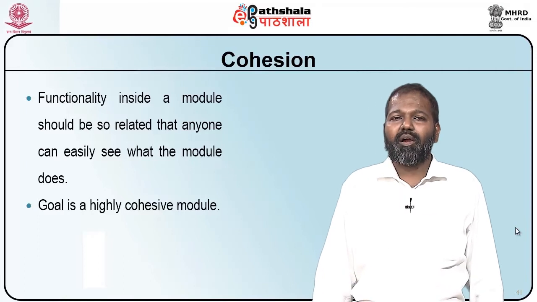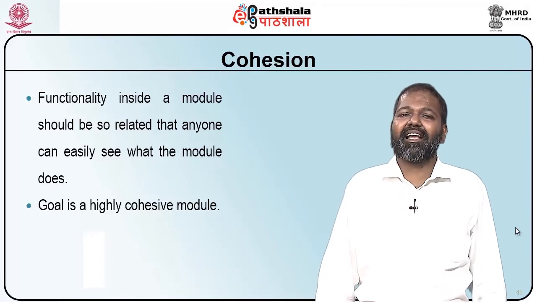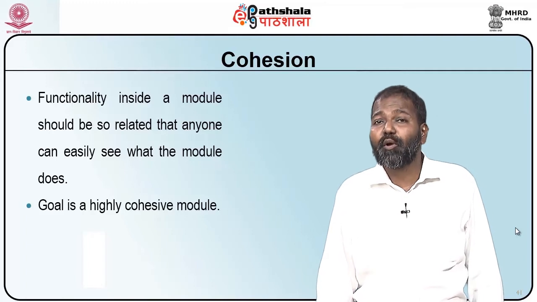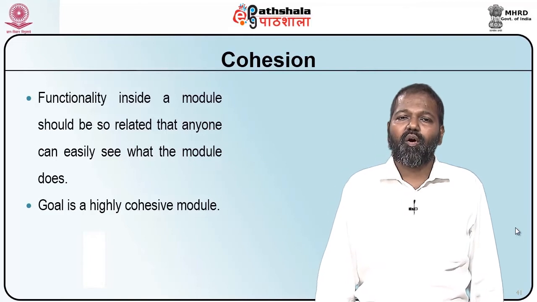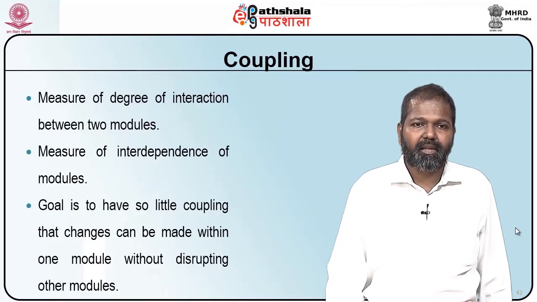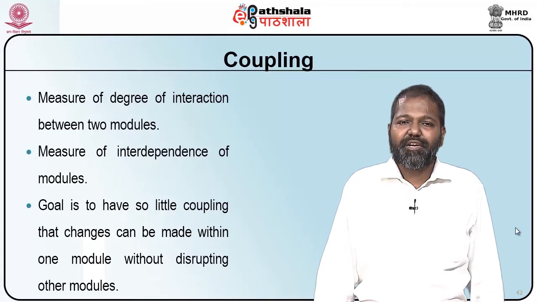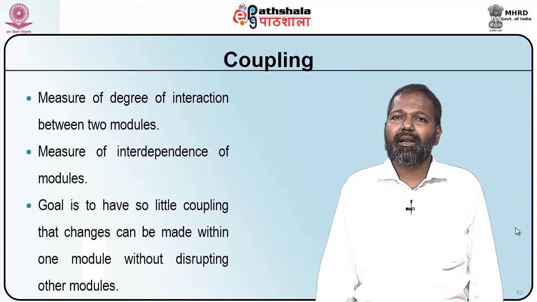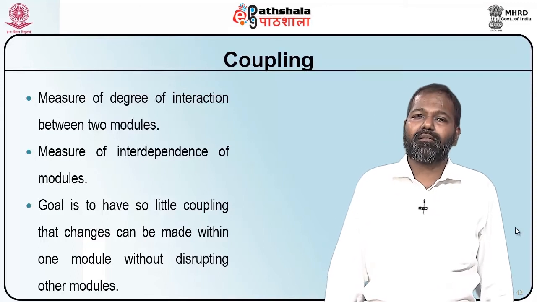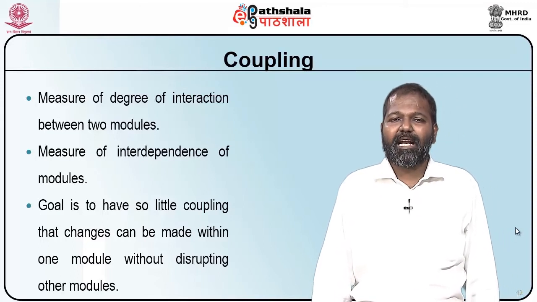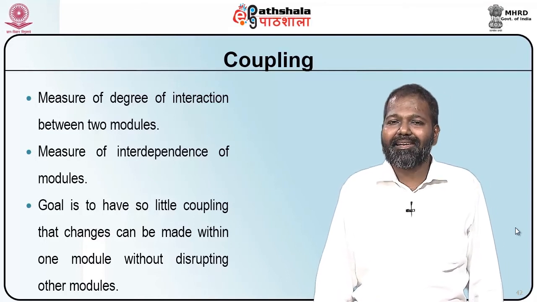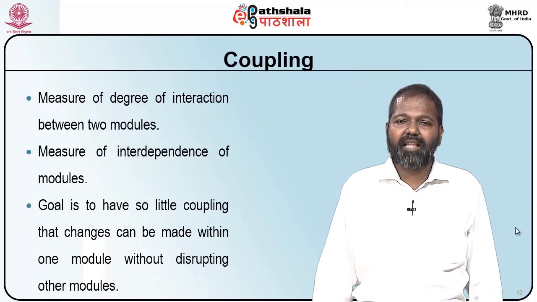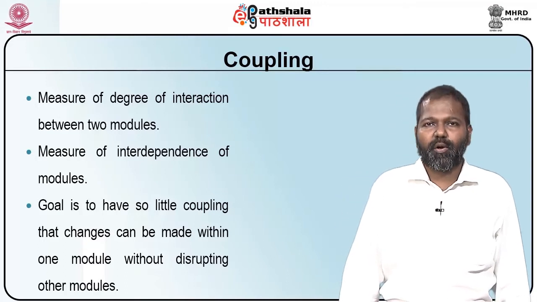Functionality inside a module should be so related that anyone can easily see what the module does. The goal is a highly cohesive module. Coupling is a measure of the degree of interaction between modules, a measure of interdependence of modules. The goal is to have so little coupling that changes can be made within one module without disrupting other modules.